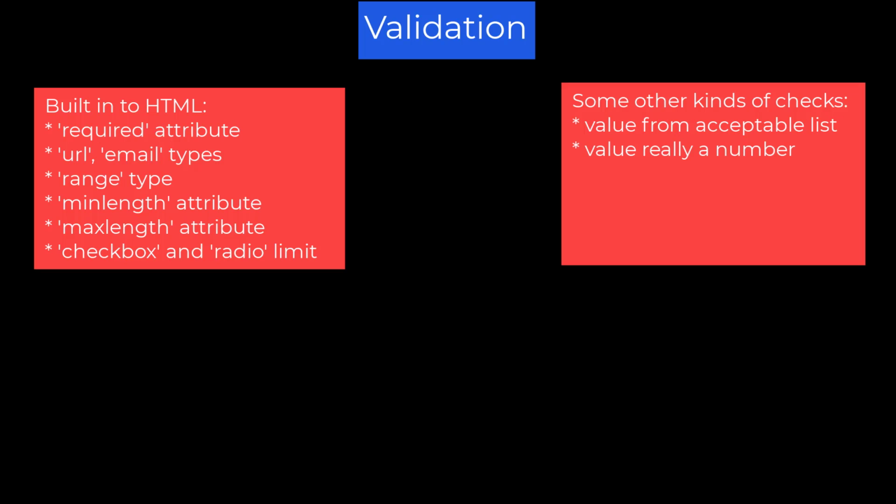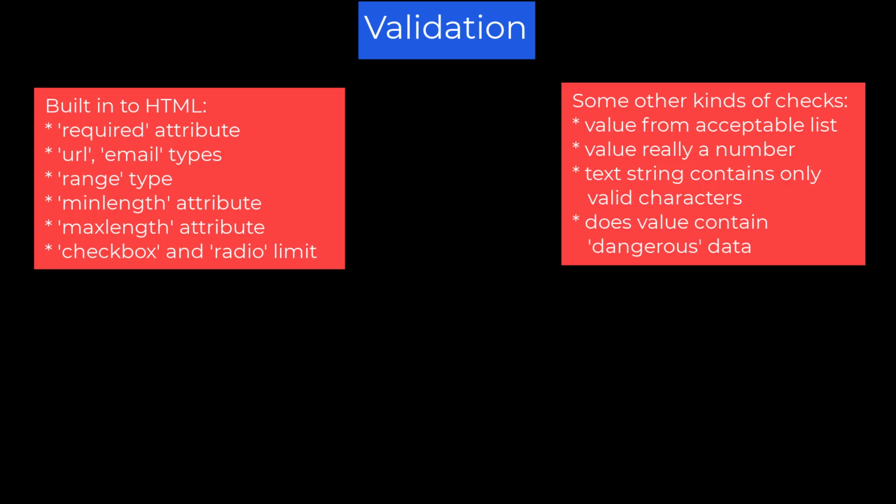Is a value that is supposed to be a number actually a number? Does a text string contain characters not commensurate with the data it is supposed to hold? For example, does a family name field contain special characters like exclamation point, @, hashtag, $, and so on? Does the value contain dangerous data? What does that even mean?